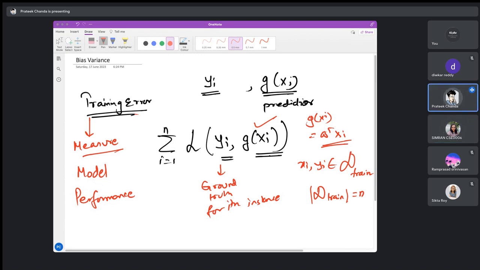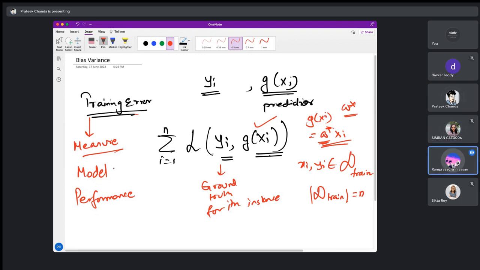g of xi can be any predictor. Based upon the choice of weights that you have, if you have an optimal weight, like w star, and you assign it here, then it's the optimal predictor. But any different choice of w can give you multiple predictors. So g of xi is one of them, any one of them.